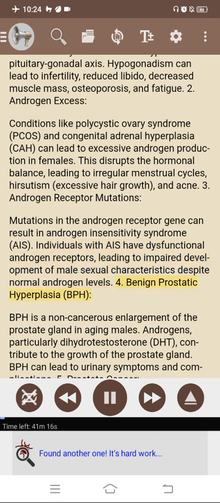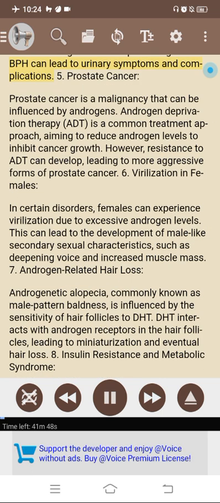4. Benign prostatic hyperplasia (BPH). BPH is a non-cancerous enlargement of the prostate gland in aging males. Androgens, particularly dihydrotestosterone (DHT), contribute to the growth of the prostate gland. BPH can lead to urinary symptoms and complications.